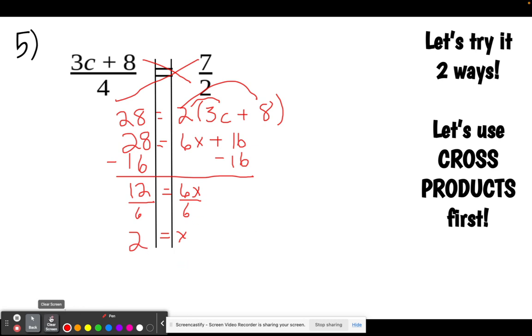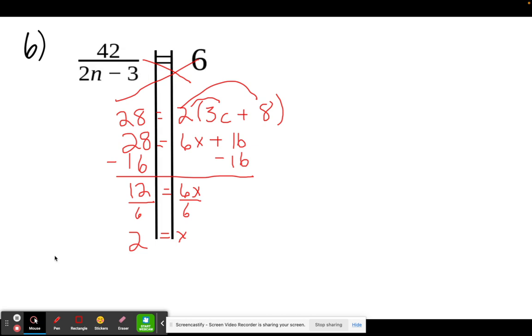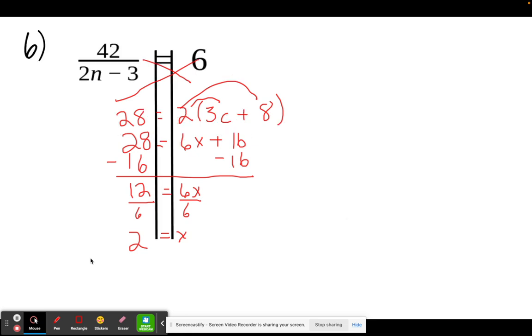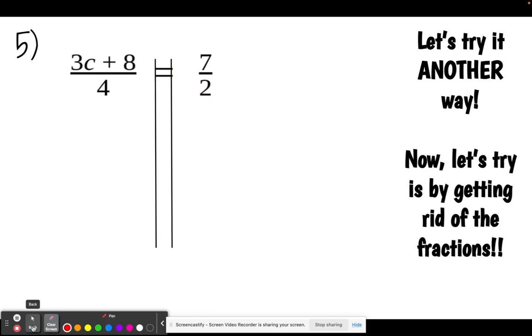Now let's try it the other way. See which way you like better. Oops. I'm going to go backwards, sorry. I was going to try it this way by getting rid of the fractions. Let me clear the mouse. See if we come up with 2 also. Going to multiply both sides by 4. Multiply by 4.